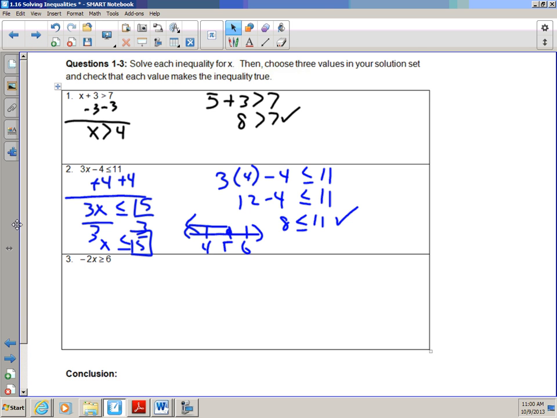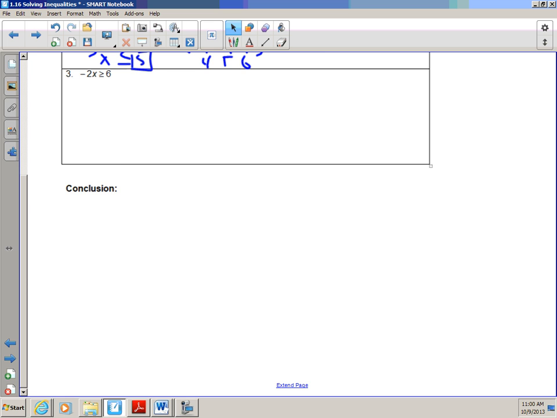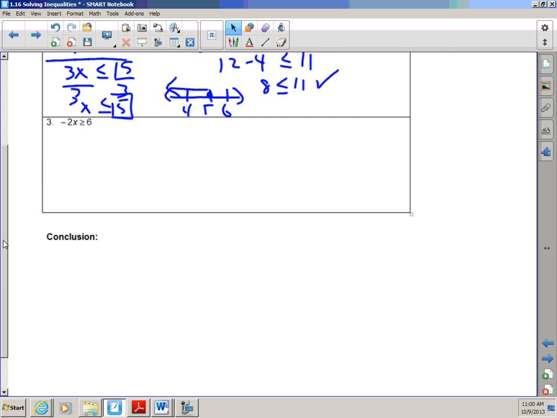Now, the last one, I want to show you a step here, and everyone viewing this video, don't freak out when you see what I'm going to be doing. It's purposeful. The natural inclination is I divide each side by -2, and I get x is greater than or equal to -3. Then I say, well, what's a value greater than or equal to -3? And -2 works.